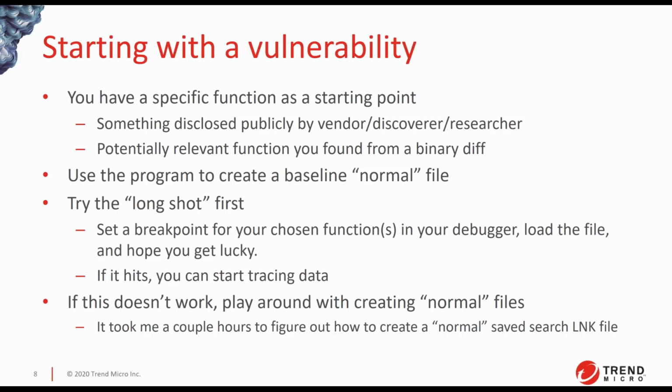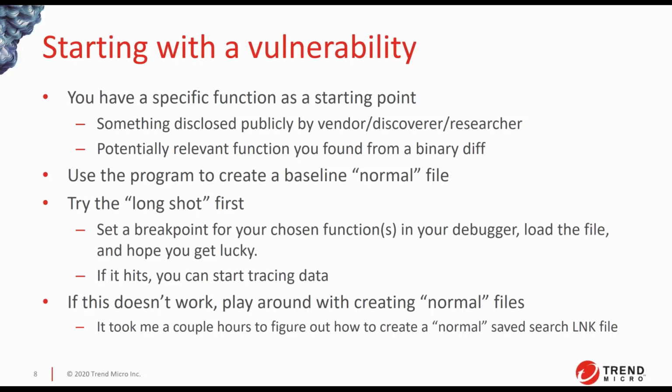So what you're first going to do is use the program to create a baseline normal file. In this particular case, I just created a regular link file out of curiosity just to see what it would do. And your first step is basically try the long shot. You're going to set a breakpoint for your chosen functions in your debugger. You're going to load the file up in the application, and you're going to hope you get lucky and hit that particular function that you've chosen. If it does hit, you can then start the process of tracing data.